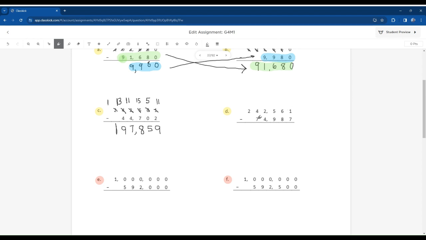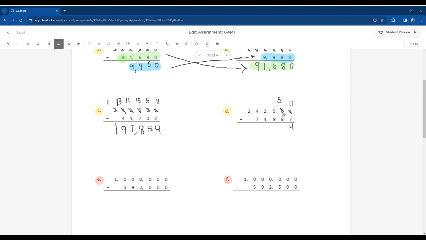242,561 minus 74,987. My ones place, 1 take away 7, I cannot do. I'll need to regroup. So I'm going to regroup 6 tens for 5 tens to give me 10 extra ones plus the 1 I already have, which makes 11. 11 minus 7 is 4.